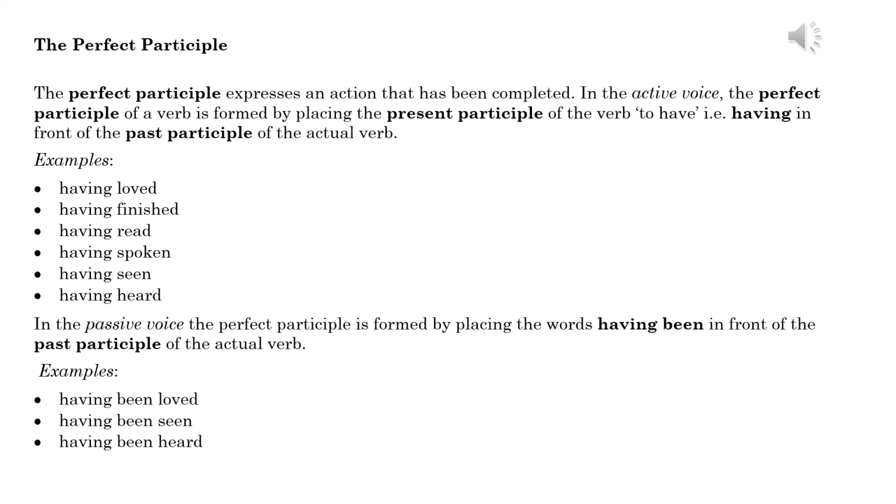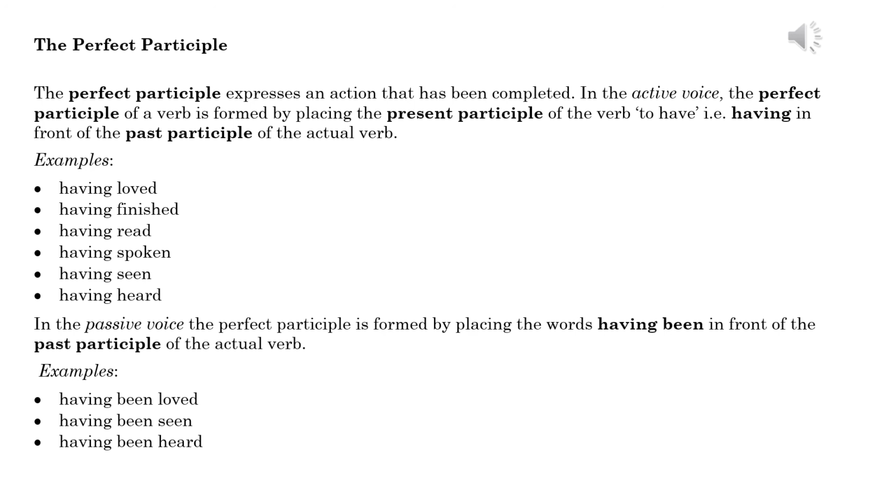The perfect participle. The perfect participle expresses an action that has been completed. In the active voice, the perfect participle of a verb is formed by placing the present participle of the verb to have, i.e. having, in front of the past participle of the actual verb. Examples: having loved, having finished, having read, having spoken, having seen, having heard.